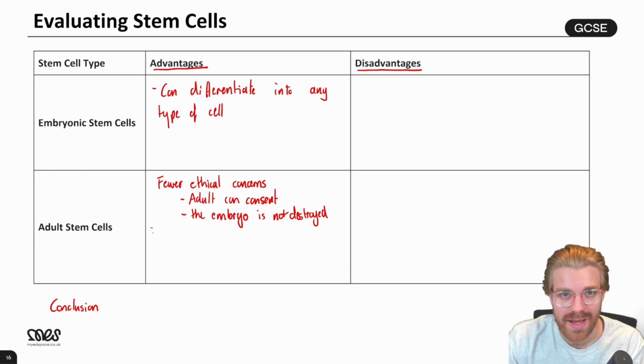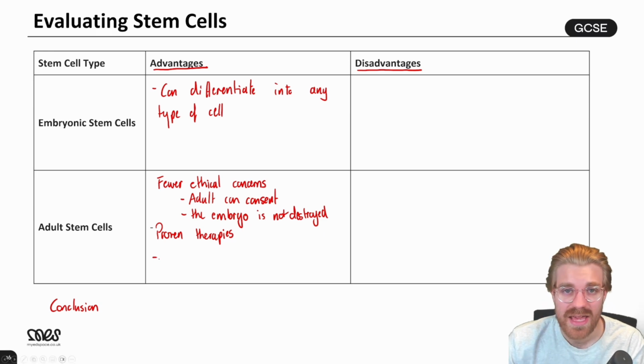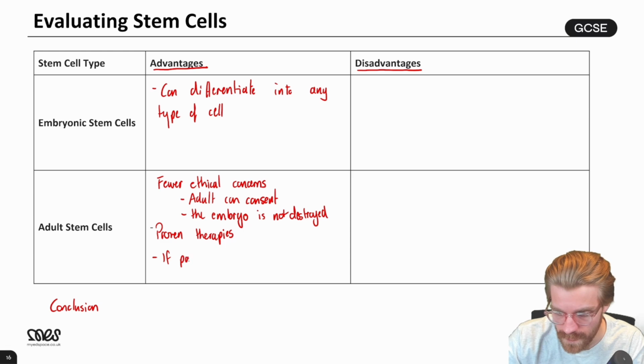In addition to that, adult stem cells also have additional advantages as well. Adult stem cell therapies are quite well established and quite well proven. We know that they work. And if the patient's own stem cells are being used, then there's no risk of rejection.